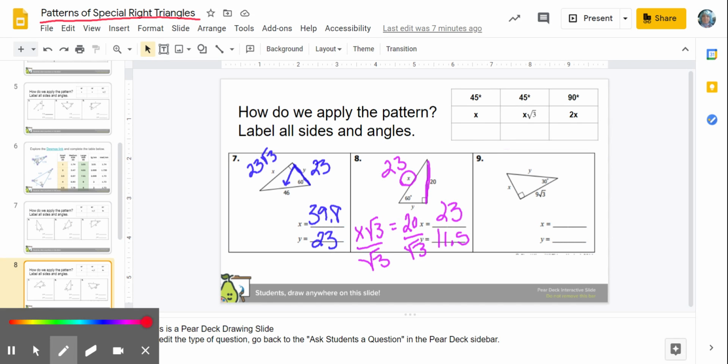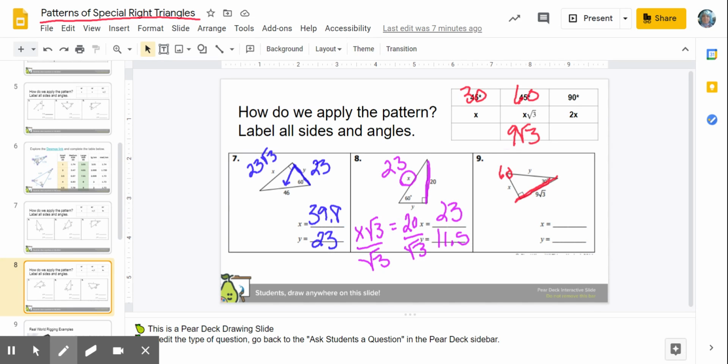So if we go to that last problem, what can I fill into my chart? Oh, and this should be a 30 and a 60. I just noticed that. I can fill in that 9 and the square root of 3. What angle is that opposite? The 60. So I'm going to do 9 on the square root of 3, and I'm going to set those equal to each other. This looks like a monster problem, but it actually is going to turn out to be super easy.